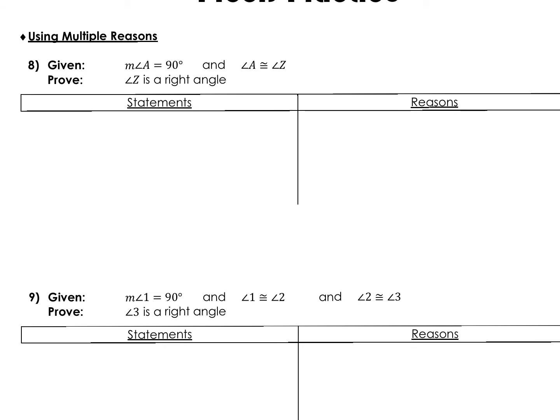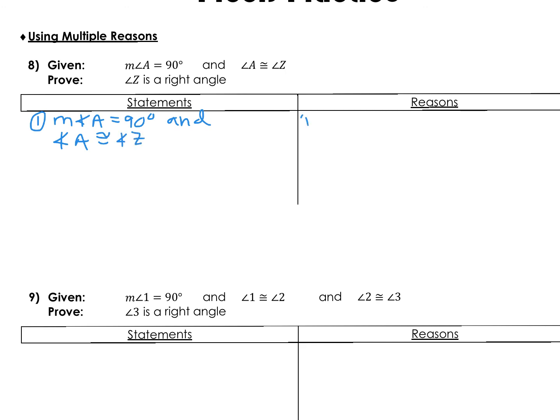So very first statement is going to be our given statement, which is the measure of angle A is equal to 90 degrees. And then I'm going to write this vertically. Angle A is congruent to angle Z.